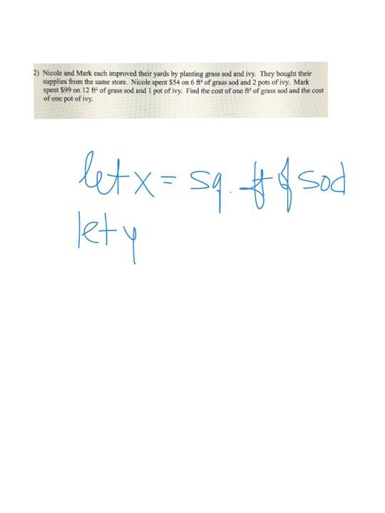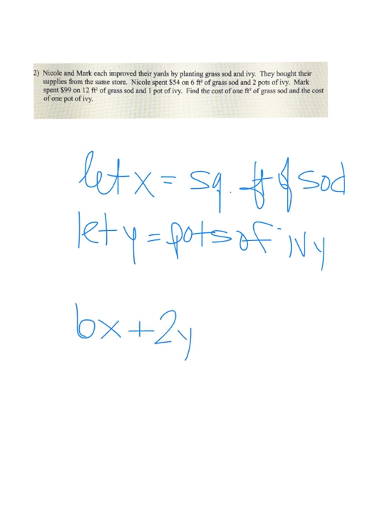Number 2, Nicole and Mark are improving their yard. They're buying sod and ivy. So let x equal square feet of sod. Let y equal pots of ivy. So it says that Nicole spent $54 on 6 square feet of sod and 2 ivy, so 6x plus 2y equals 54. Mark spent $99 on 12 square feet, 12x, plus 1 pot of ivy, 1y, equals 99. That's how you would set that one up.